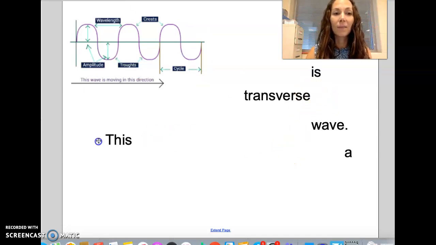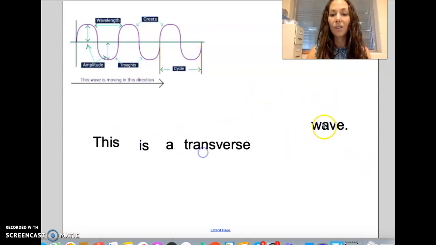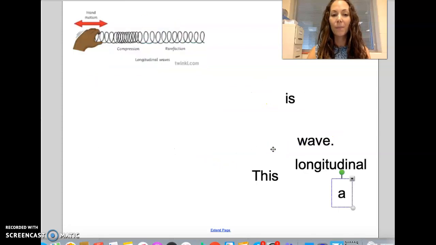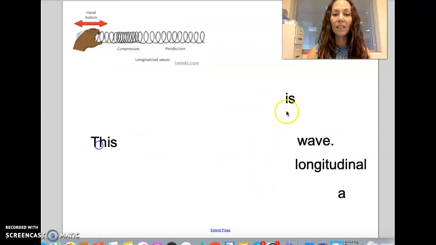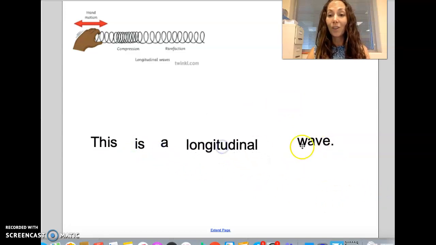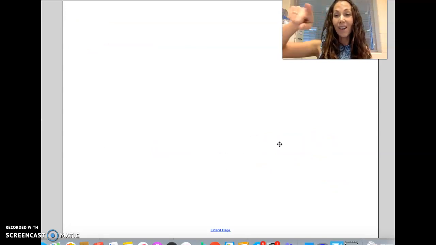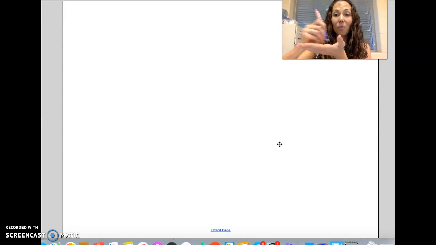This is a transverse wave. This is a longitudinal wave. Good job. Now your turn to write and say the sentences.